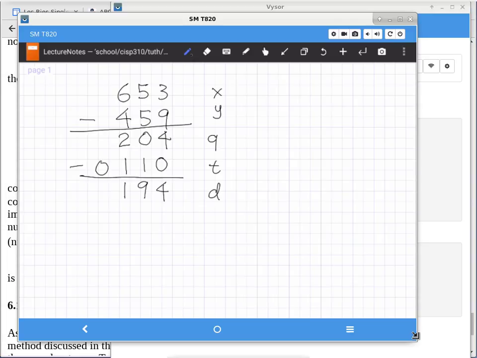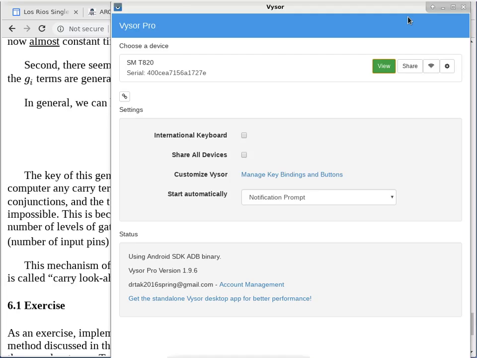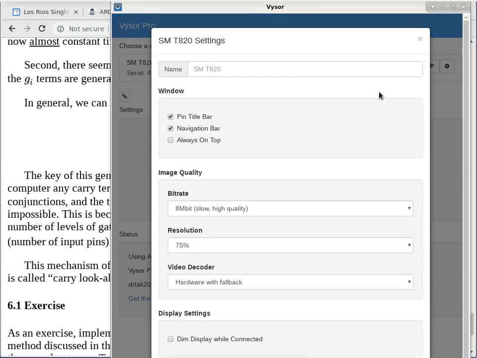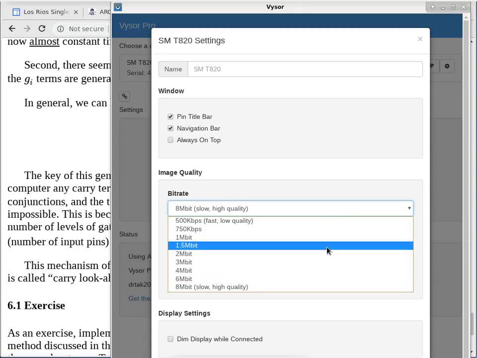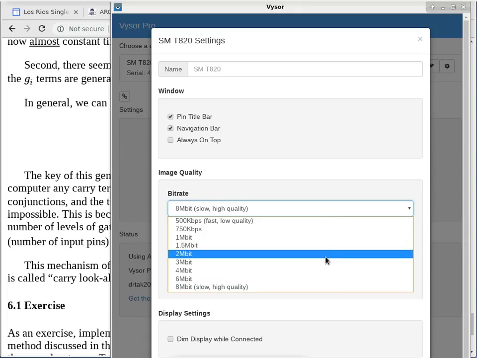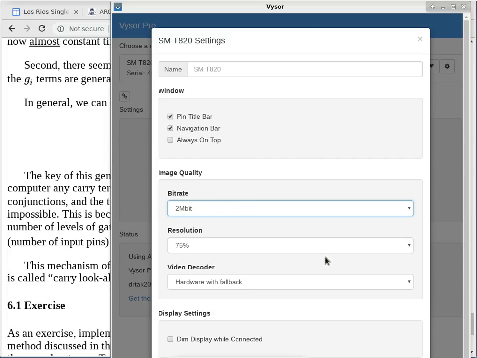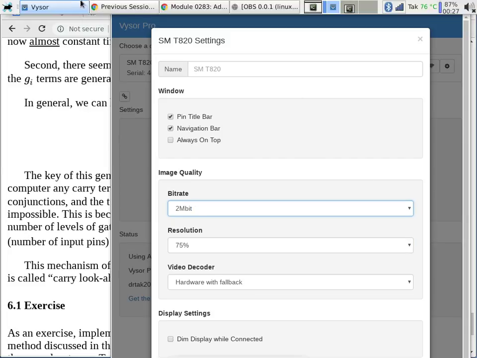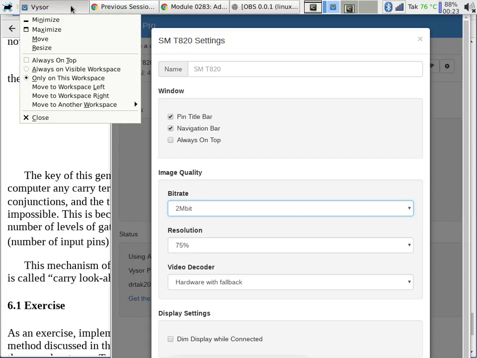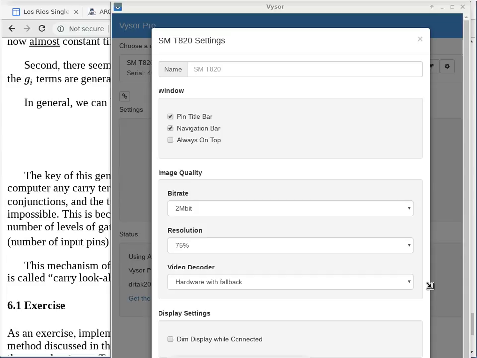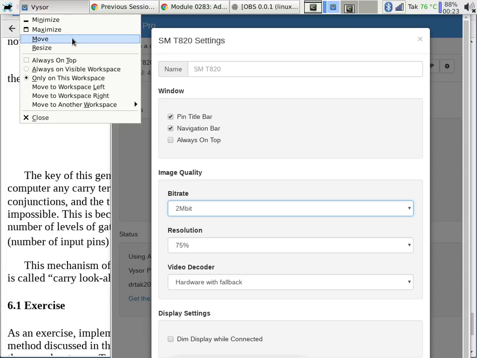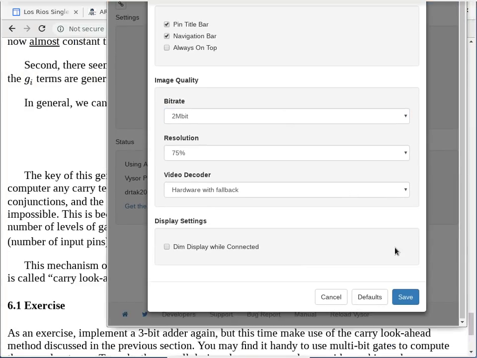So is that okay? All right, I can't stand the lag. So I'm going to close this and configure it to be a little bit faster, because right now it's using slow high quality, so I'm going to take that bit rate down to maybe 2 megabits per second, and then see how that goes. The problem is my screen is too small. I can't even see the button at the bottom. So let me see if I can move this. Yeah, there we go.